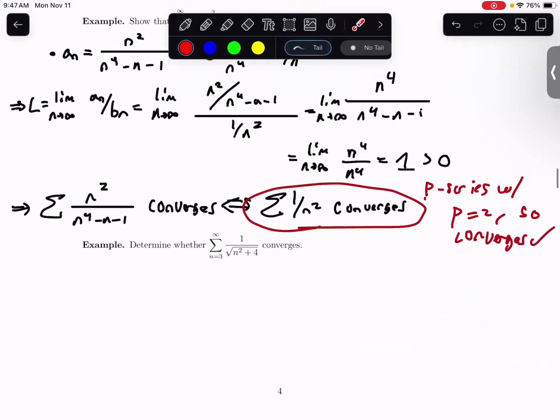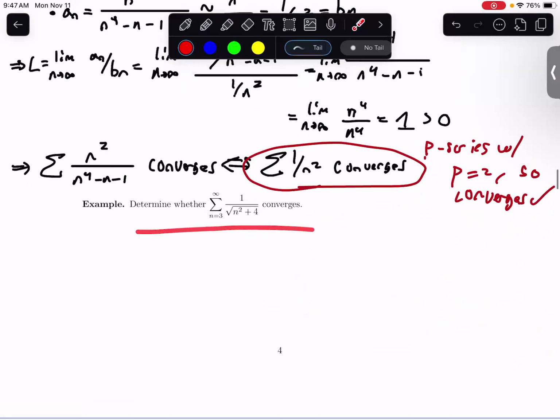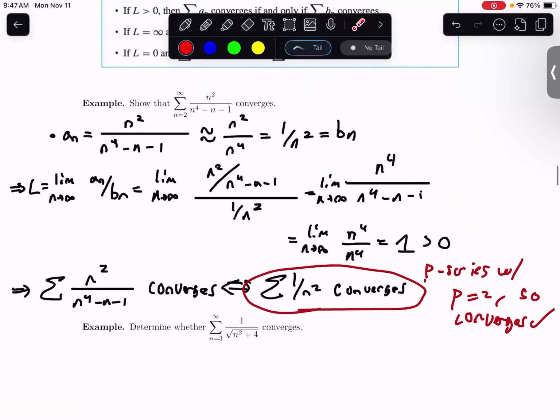Okay, so that's where we'll stop. We'll do one more example with this limit comparison test tomorrow. But it plays out in pretty much the exact same way.